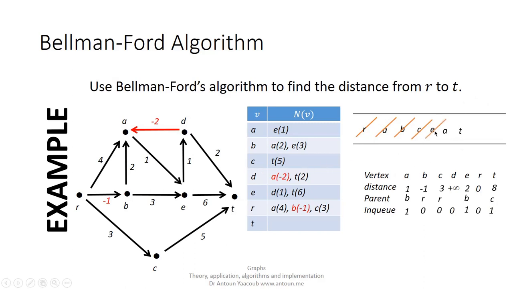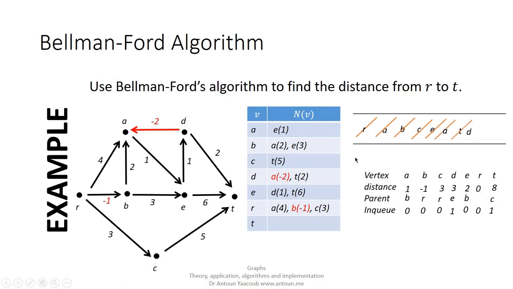Now it's the turn of E. I will remove E from the queue. E has D as an adjacent vertex, and T. So D is 1. We have 2 plus 1 is equal to 3. So 3 is better than plus infinite. I'm coming from E, and now D is in the queue. T is 6, so E is equal to 2. 2 plus 6 is equal to 8. So it's the same, so there's no need to modify it.